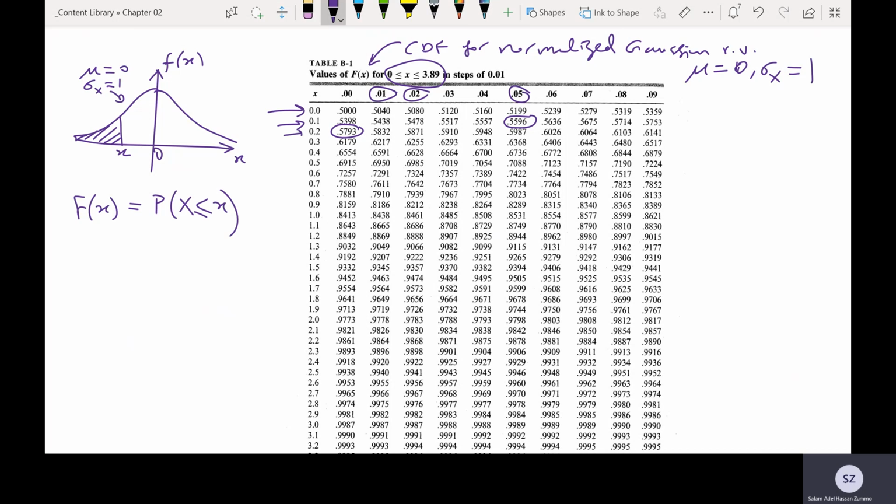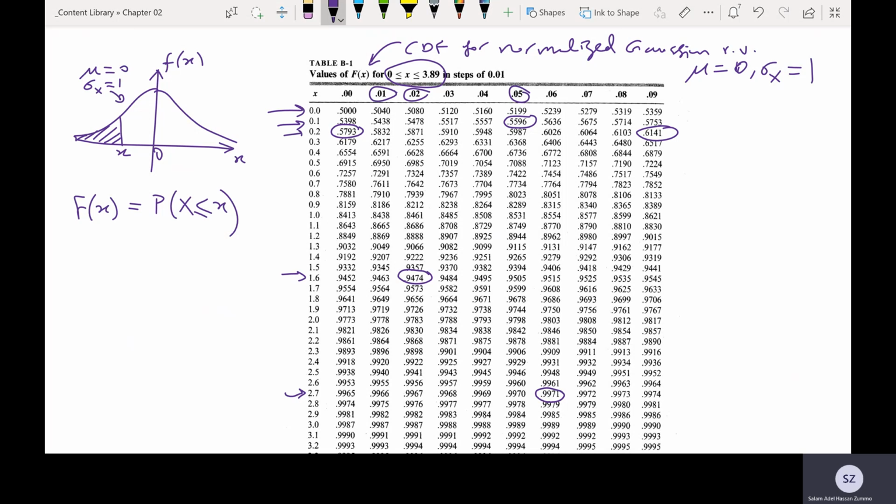What about F of 0.29? We go to 0.2, and then all the way to 9. So it's 0.6141. What about F of 1.62? We go to 1.6, and then we go to 0.02. It's 0.9474, right? What about F of 2.76? We go to 2.7, and then 6. It's 0.9971, excellent, and so on. So this is the way we read the table.